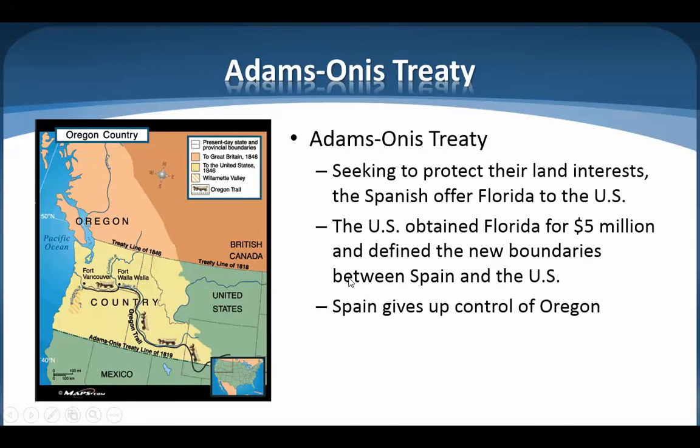Our movement west began with the Adams-Onis Treaty, which had to deal with Oregon country. Oregon has been controlled by a lot of different countries. The Adams-Onis Treaty was to protect our land interests in this area. We're going to buy Florida for $5 million, which is going to expand, and Spain is going to say, okay, we don't want to have anything to do with Oregon anymore.